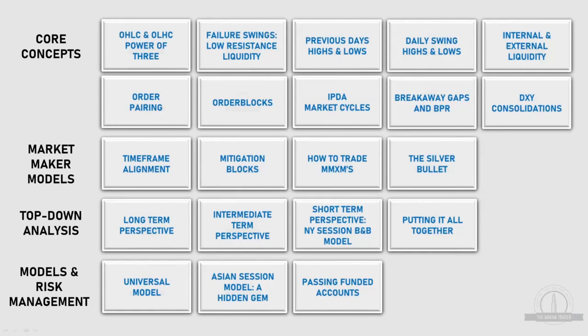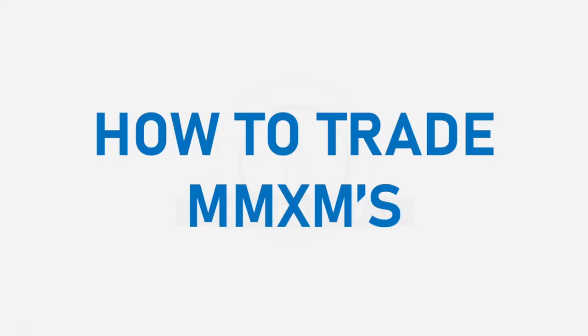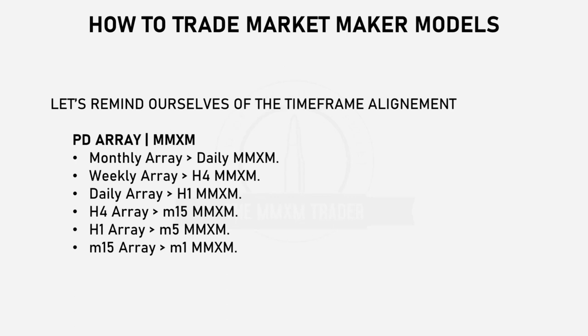Now let's move on to how to trade those market maker models. Before we do that, let's remind ourselves of the time frame alignment, right? Those PD arrays on the different time frames. So from a monthly array into a daily market maker model, from a weekly array into a 4-hour market maker model, daily array to a 1-hour market maker model, and so on and so on.